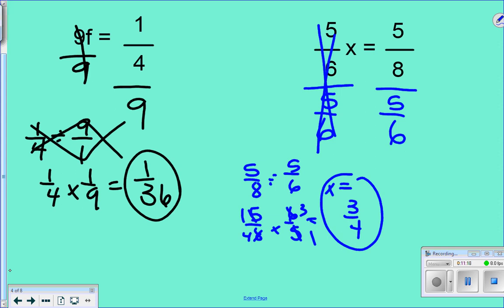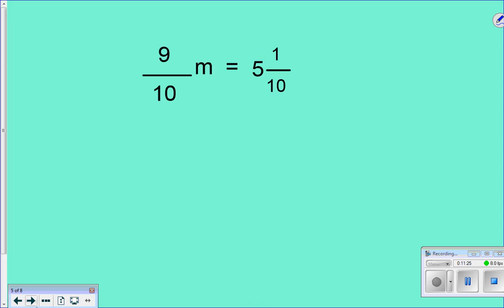Okay, time out. Does anybody have any questions on how to do this? Here, why don't you try one by yourself? Try this one by yourself. Yep. You gotta change that to an improper fraction. But you don't gotta do it till later if you don't want to.